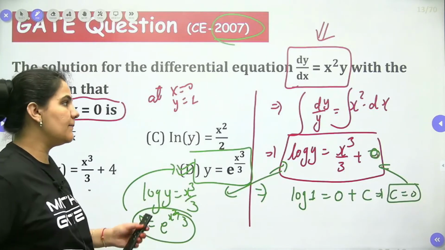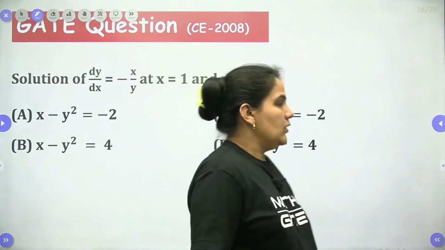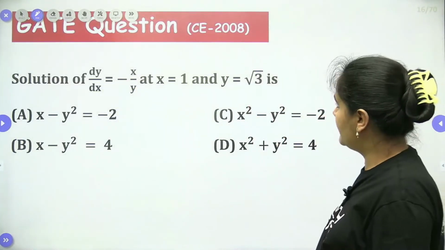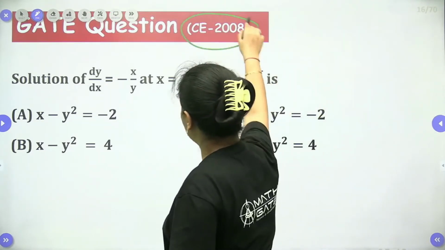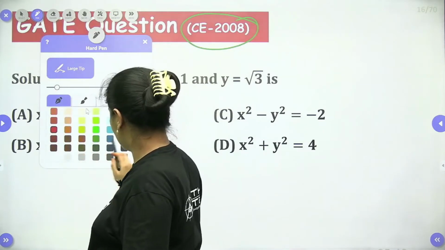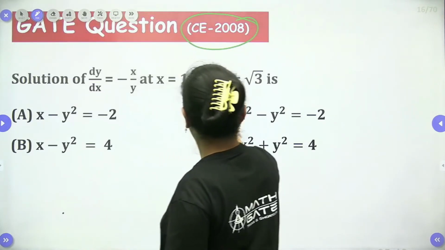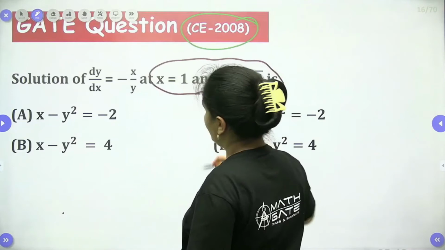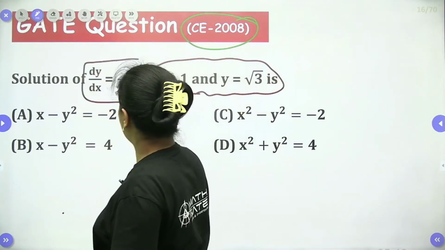Now let's come to the next question. So let's come to the next GATE problem. This was asked in the 2008 GATE examination. Let's approach it, guys. Again we have an initial condition here. Yes, definitely we have the initial condition again. Let's approach the differential equation.